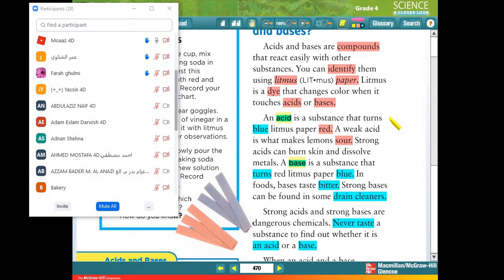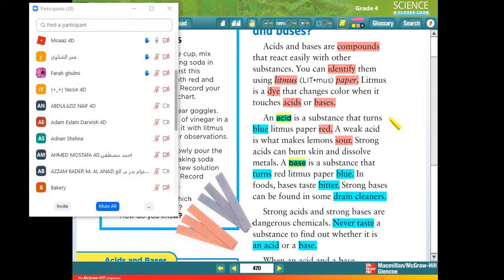Weak acids like lemon. But for strong acid, don't taste any liquid you don't know. Don't taste any substance you don't know, because strong acid can burn skin and can dissolve metals. It's very, very dangerous. Okay, but in general, the lemon has this sour taste.